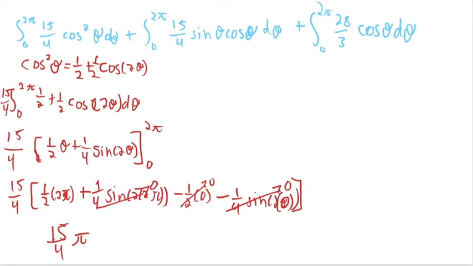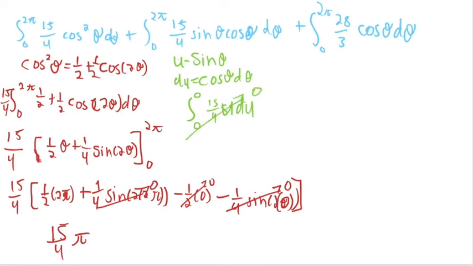So now the second integral, we need to do a u substitution. So with this u substitution, we're going to have u equal to sine theta and du equal to cosine theta d theta, which will give us the new integral. It's going to be with the new bounds: sine of 0, which is 0, and sine of 2 pi, which is 0, of 15 over 4 u du. But if the bounds are from 0 to 0, therefore the whole integral is 0.